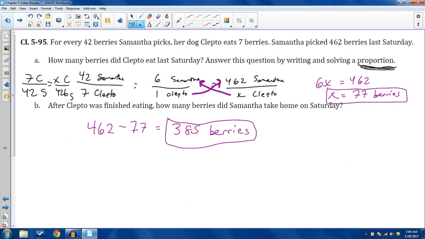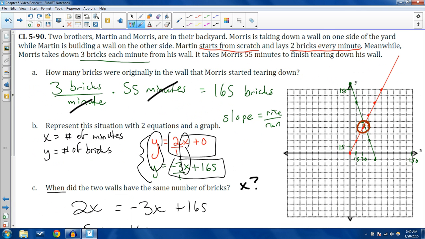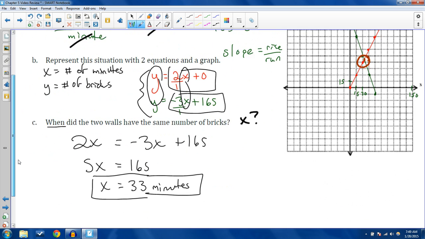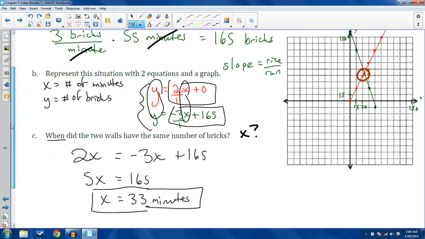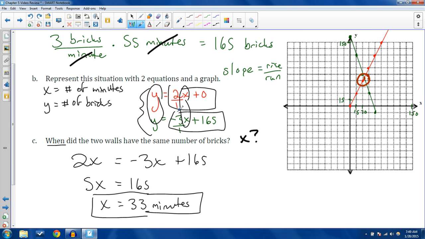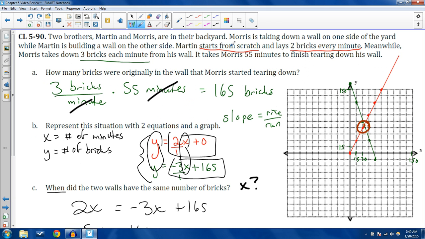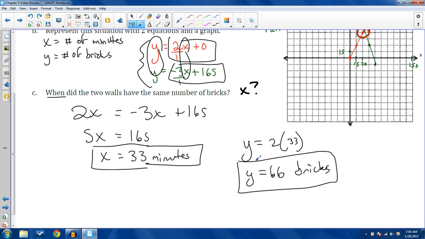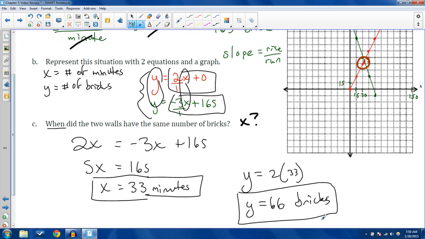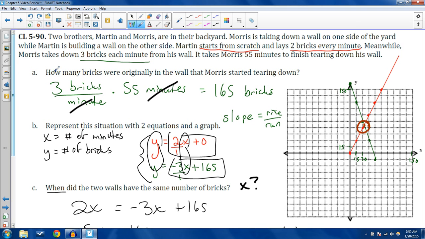I'm going to quickly go back to that one problem, the graphing one. I think it was the first problem, actually. This guy right here, they only asked us how long it would take for them to be at the same number of bricks. If you wanted to find out how many bricks that was, you'd have to plug in 33 into either of these equations. Let's say I went for Martin building his bricks up. He does 2 bricks per minute. So if Martin does 2 bricks per minute, you do 2 times 33, and you'll get 66 bricks. That means that both Martin and Morris were at 66 bricks after 33 minutes. That's what you were trying to find out. Not that they asked you how many. But make sure you answer the questions.